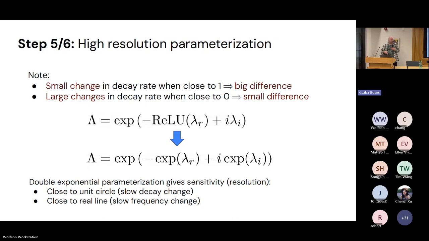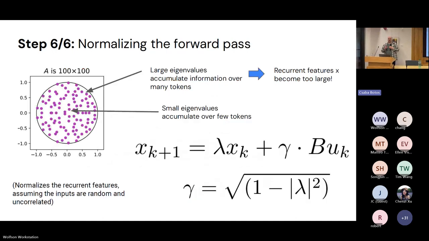One way to make this happen is to use this double exponential. This double exponential that we use here basically expands the space to give you that additional resolution around one. So this is one other trick that you use. It is not necessary, but it's quite useful to get the system to learn better.